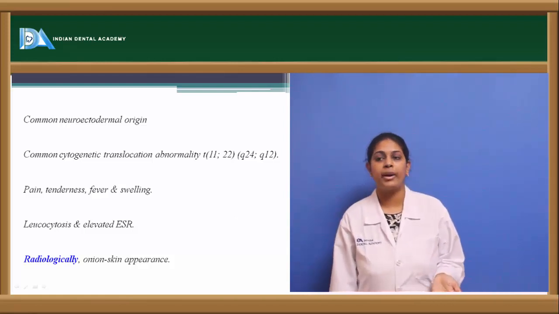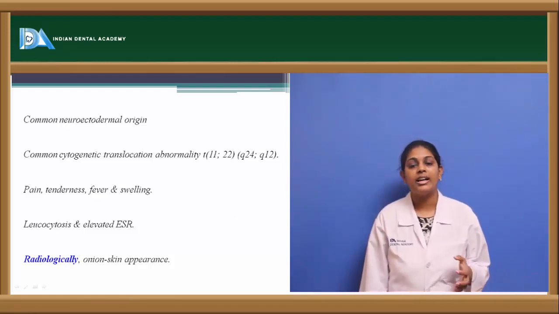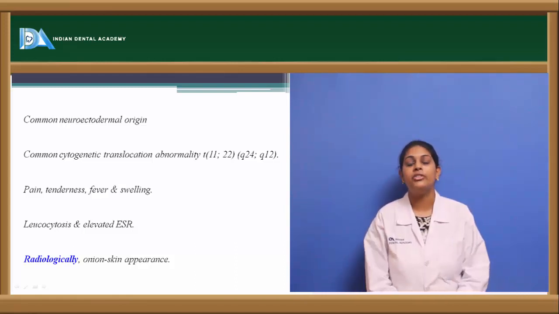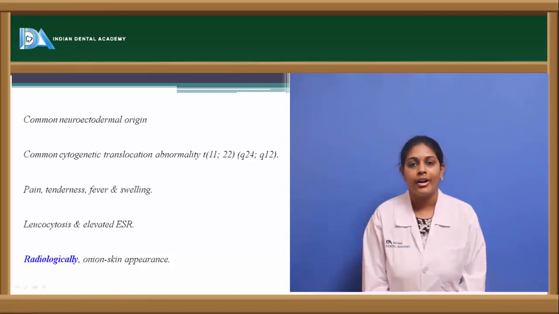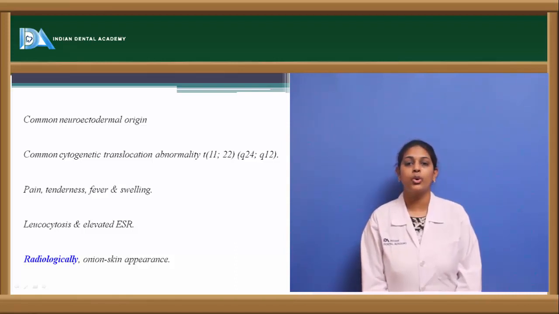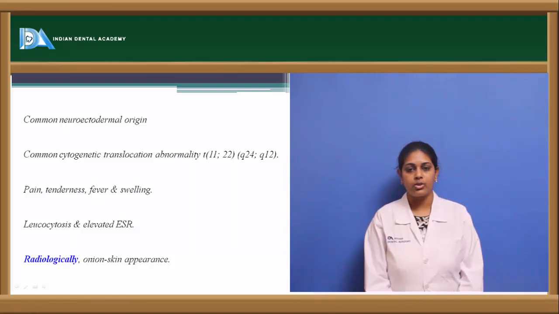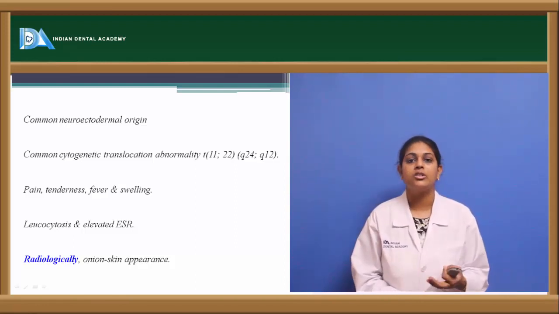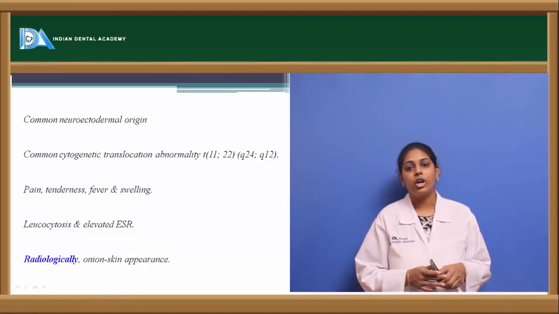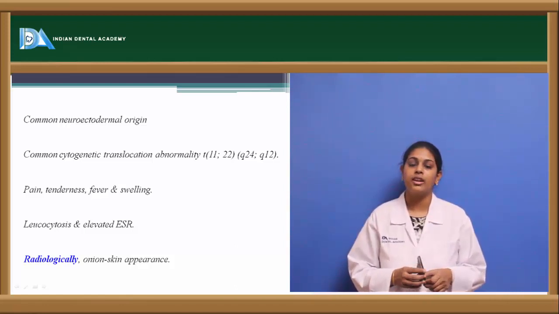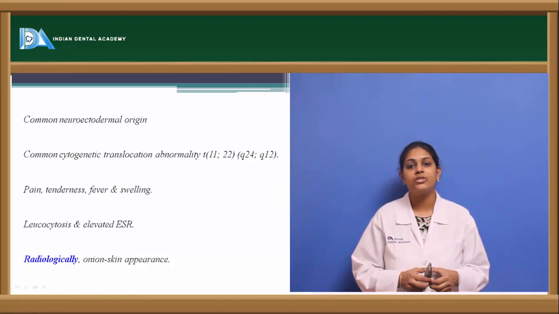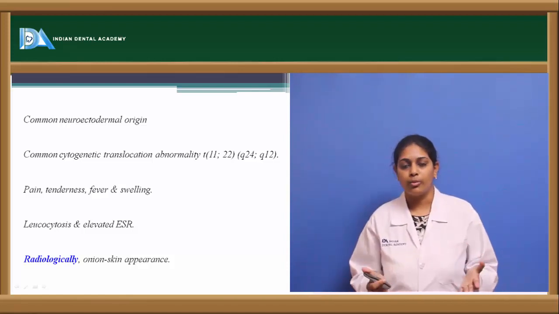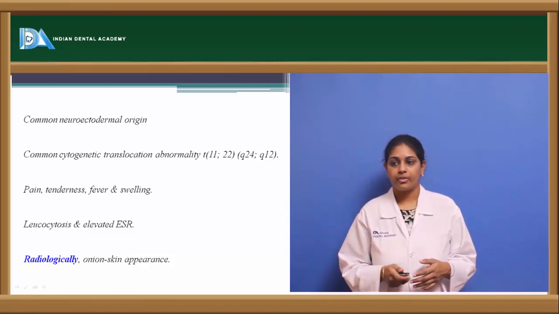Patients usually complain of pain, tenderness, as well as fever and swelling associated with this kind of malignant tumor. Under laboratory investigations, there is an increase in the leukocyte count resulting in leukocytosis, and the ESR level, that is erythrocyte sedimentation rate, is also increased. In radiological findings, we see an onion skin appearance. This is because of the loose fibrous tissue which is overlaid upon the bone tissue which has been formed.